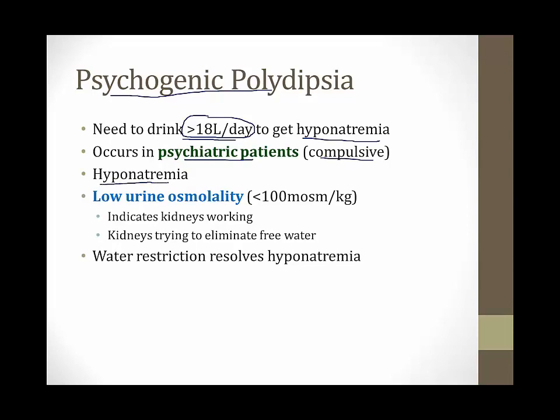They become hyponatremic, and importantly, their urine osmolality is low, less than 100. This indicates the kidneys are working. They are trying to eliminate the free water. The problem is that the patient is drinking more free water than the kidneys can handle, and it's very easy to fix this problem. You restrict the access to water, and then the hyponatremia will resolve.